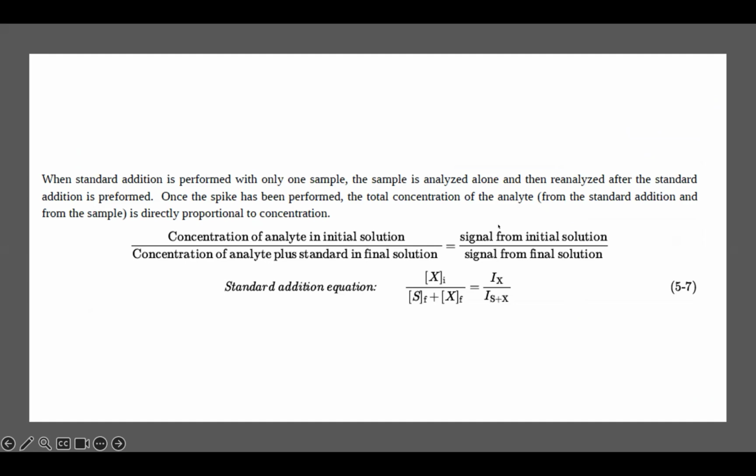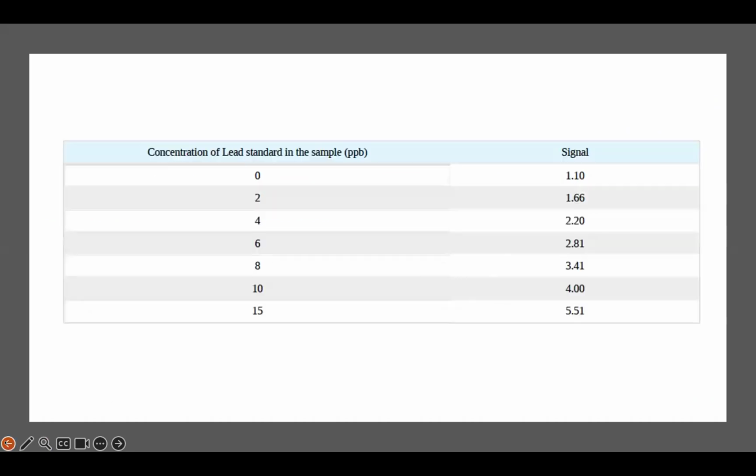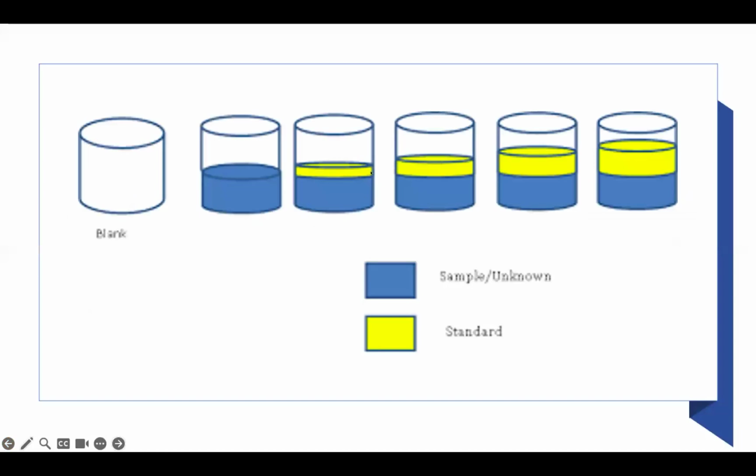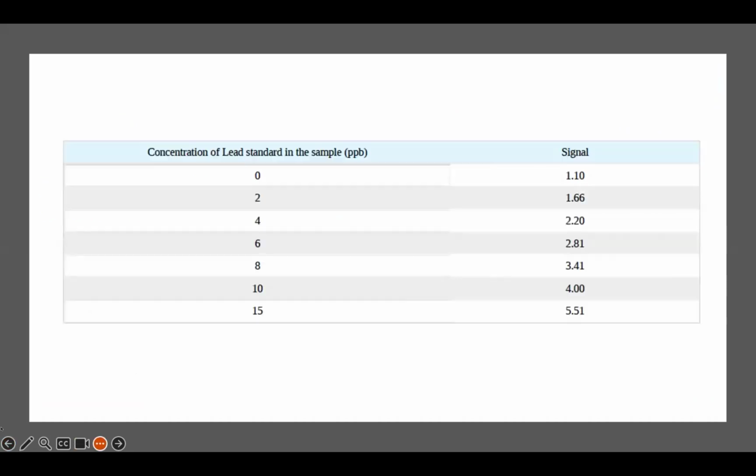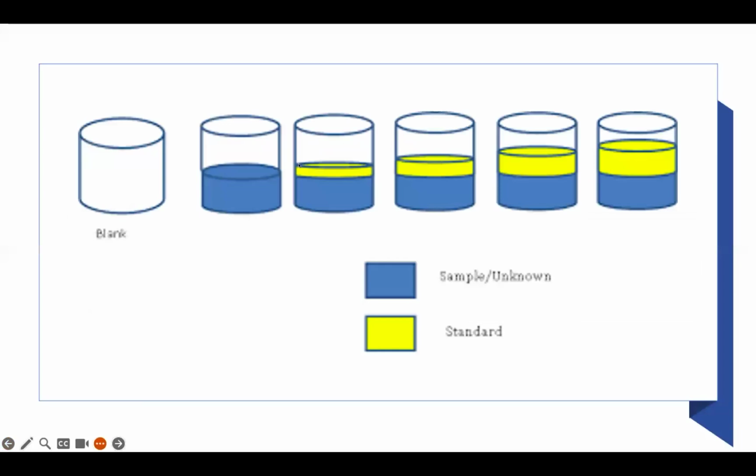of analyte plus standard in final solution. All right, so this one comes from the measurement. If you're using, for example, UV, then you get the signal from absorbance, signal from final solution. So what does it mean by final solution? It's the total. If we look at the formula again, concentration of analyte in initial solution divided by concentration of analyte plus standard. Standard is the yellow one in final solution. So for the final solution, you have to consider the volume, the volume of standard and initial solution.